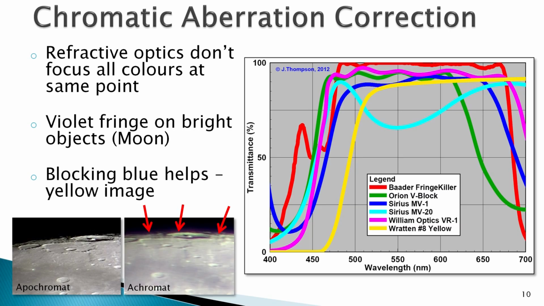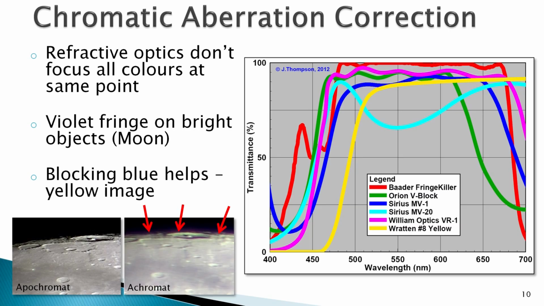I have personally used the Beta fringe killer, that's the red line on the transmittance graph, with my 80mm achromatic refractor, and I can confirm that the filter does what its name suggests. If you are looking for a cheaper solution to chromatic aberration, try using a yellow Wratten number 8 filter. That's the yellow curve on this plot. It should help.